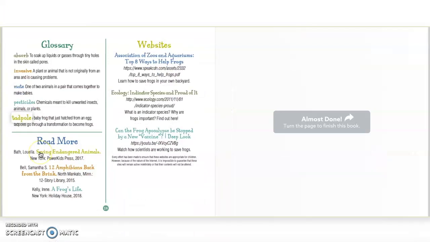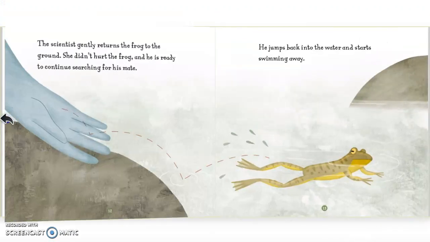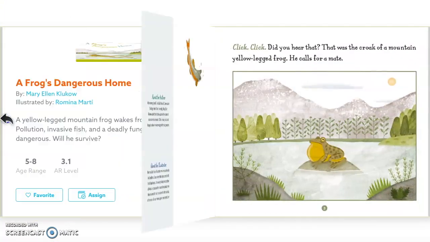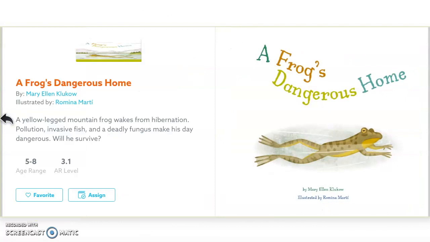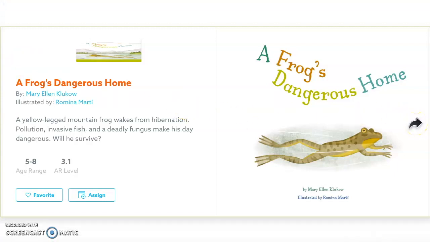Now that we know our vocab words, we're going to start our reading. So I'm going to turn back to the beginning of the book. And before we start, I want you to think about, just based on the pictures we saw, is this book fiction or nonfiction? Think about that. Okay, and we're going to talk about that at the end of the story once we've read it. So today we are going to read so that we can figure out why this frog has a dangerous home and if he will survive. Okay?